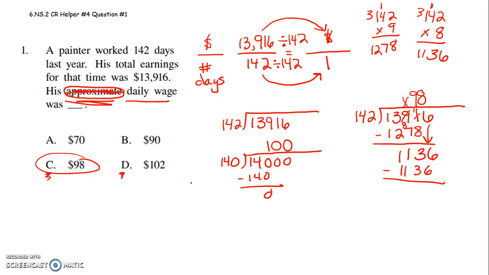All right, I hope that helps. So long story short, my guess is that in question number 1, you have to do some long division, because the questions on your CR helpers are usually the same process with some different words, different numbers. Hope that helped.